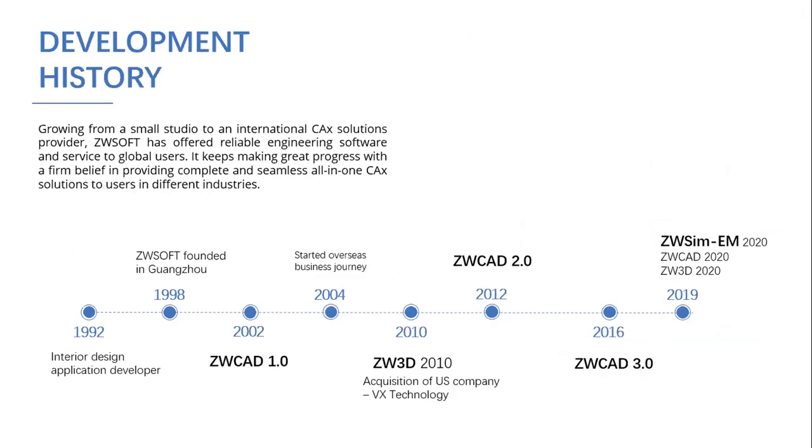Here, I want to show you some milestones of our company history. Frankly speaking, ZWCAD started as a small company, an interior design application developer, in 1992. And we entered the overseas market in 2004 with our first generation 2D CAD solution, ZWCAD 2002. Since then, ZWCAD has been improved and upgraded through three generations. Every year we have a new yearly version and several SP versions.